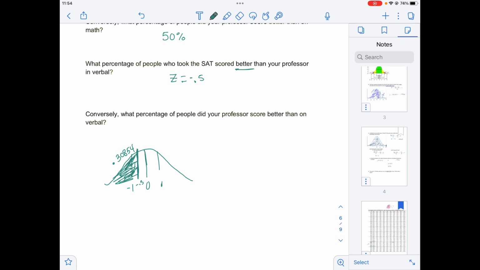So we would have to say 1 minus 0.30854, and that would give us 0.69146, which is approximately 69%. So we know that 69% of people scored better than he did. And what percentage of people did your professor score better than? Well, that was pretty easy. We already had that on the left, so approximately 31% he scored better than.